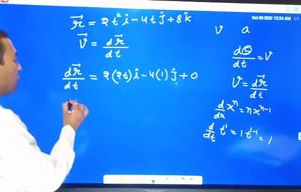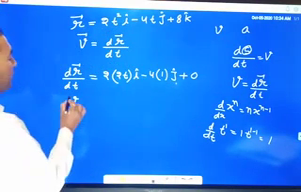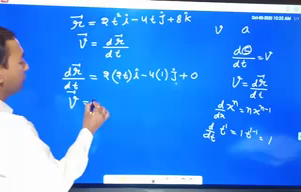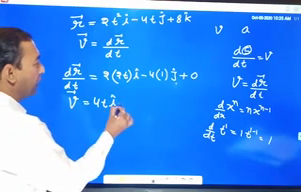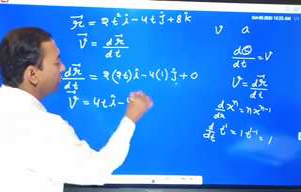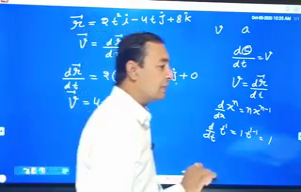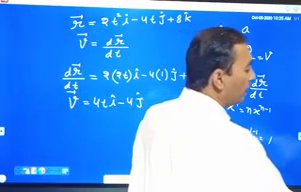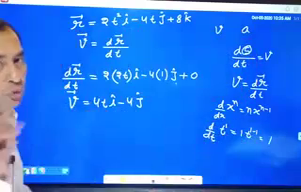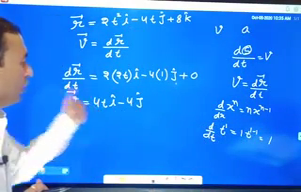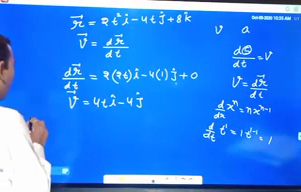Then what is the displacement vector? Then the derivative becomes 4t i cap minus 4j cap. This is the velocity vector, and we have to find the velocity at t equal to 2 seconds. Now we put the value of t as 2. Then what is the velocity?